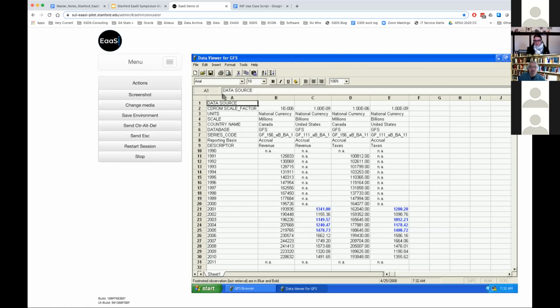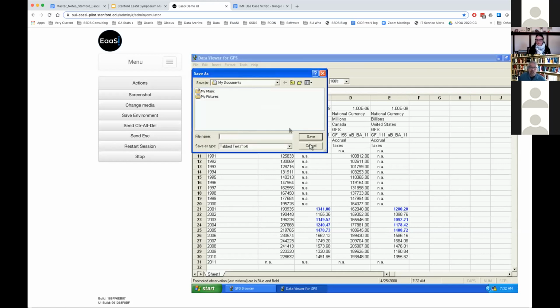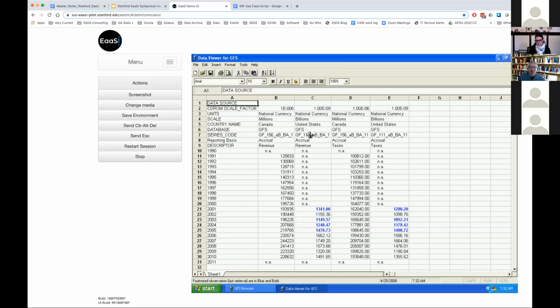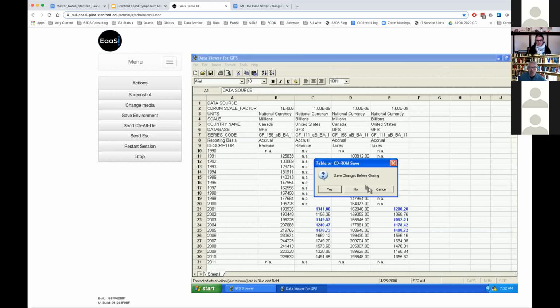And so if I say, okay, I think I want that, I can go to the file in the data viewer. This is not the browser anymore. Save as. And it will save it in my documents. I'll just call this test. And let's say I'm going to save it as an Excel 97 file, because I want the most modern version of Excel for this data to be saved in. And now it should be saved. So now I'm going to close the data view.